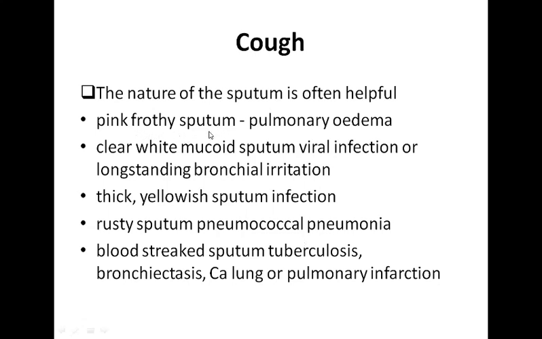If it's pink frothy sputum, suspect pulmonary edema. If bright clear mucoid sputum, it could be a viral infection or long-standing bronchial irritation. Thick yellowish sputum, suspect infection. Rusty sputum, think about pneumococcal pneumonia. Blood-streaked sputum, think about TB, bronchiectasis, lung carcinoma, and pulmonary infarction.